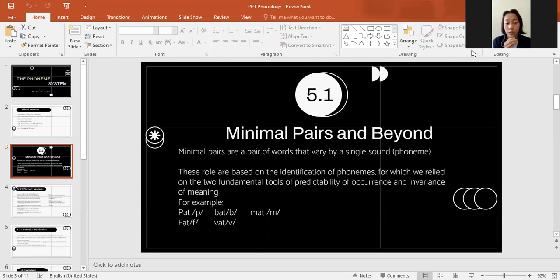And then we go to the next material. The next material will be presented by my friend Okta, time is yours.